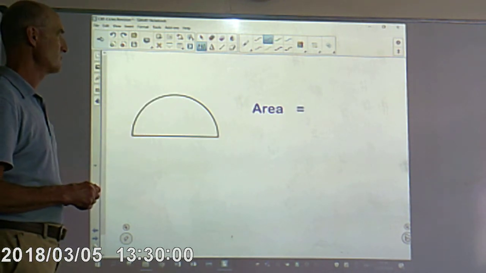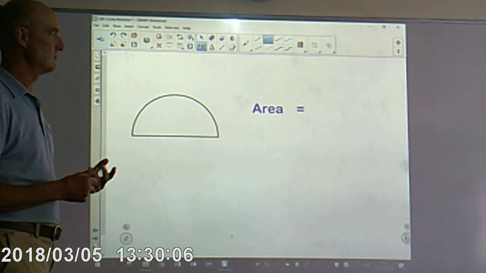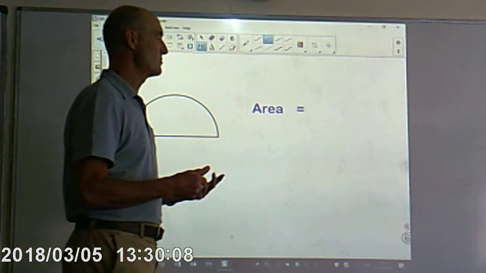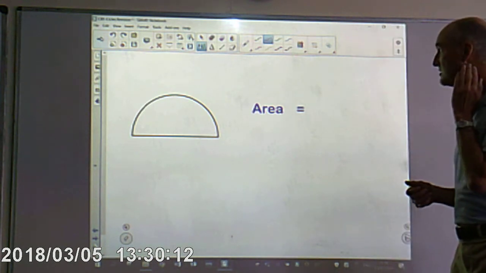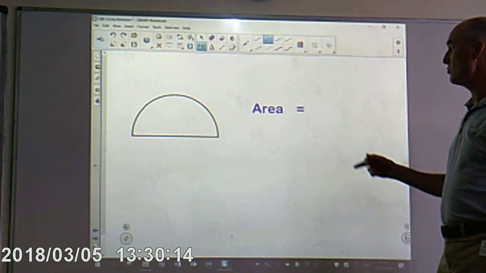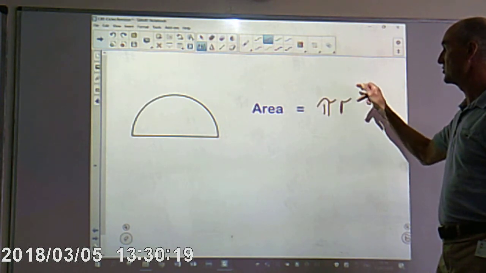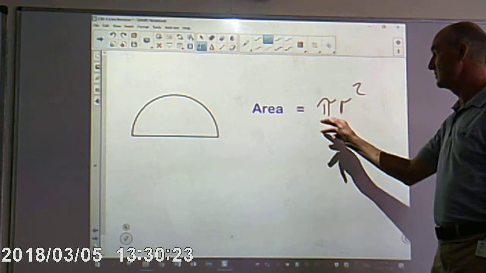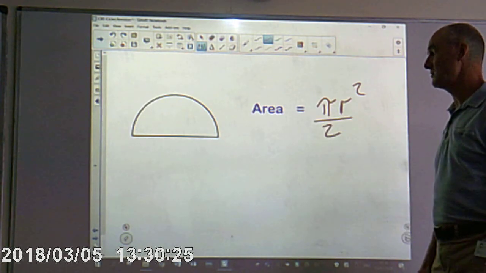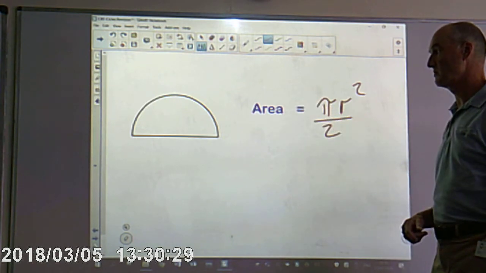What have we got here? We've got a semicircle, a half circle. So, let's just think about this. If we were dealing with a half circle, could we actually find out the area of that? Yeah, we could. Because the area of the whole circle would be pi r squared. Because it's a semicircle, a half circle, we just divide that by 2. And that would give me the area of my semicircle.